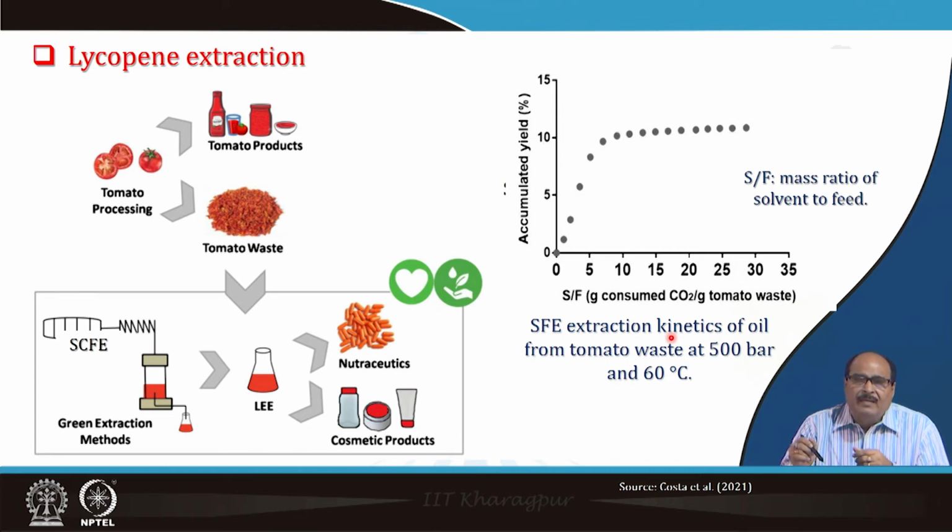at 500 bar and at 60 degrees Celsius temperature. So, as the S2F ratio, that is the mass ratio of solvent to feed, increases, the extraction efficiency, that is the accumulated yield of lycopene, increases. Here you can see that from 0 to 5 solvent ratio it is increasing very fast, and after that it is almost stabilized.